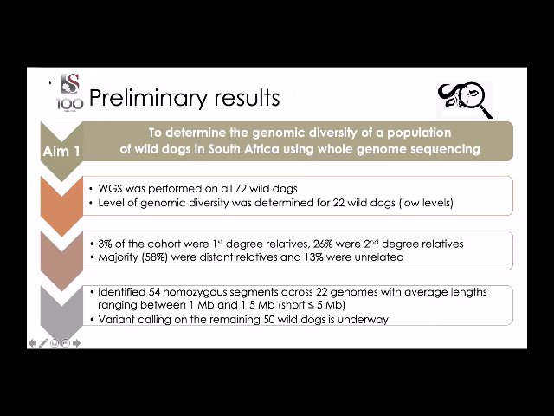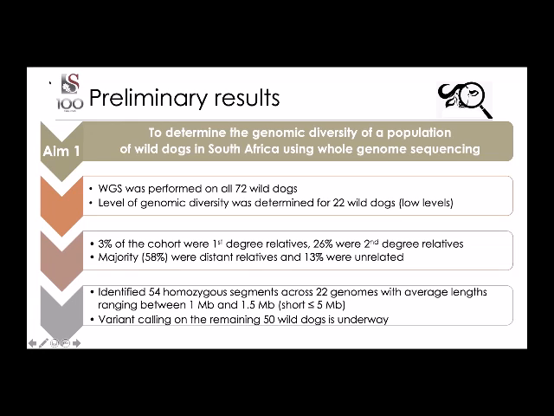The relatedness analysis revealed that 3% of the cohort were first-degree related, and the majority of the cohort were distantly related, and only 13% were completely unrelated. And this is concerning, as most of the wild dogs originated from different packs, so we expected that most would be unrelated. When considering conservation strategies, ideal candidates to include in translocations or reintroductions would ideally be unrelated, as it would maintain the genetic diversity.